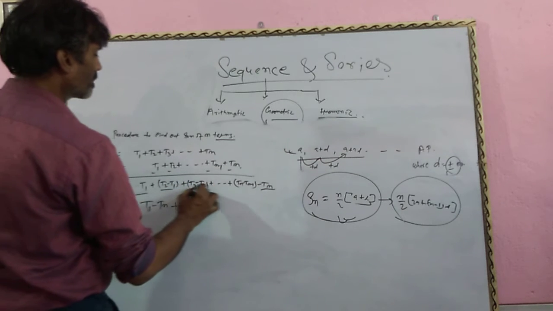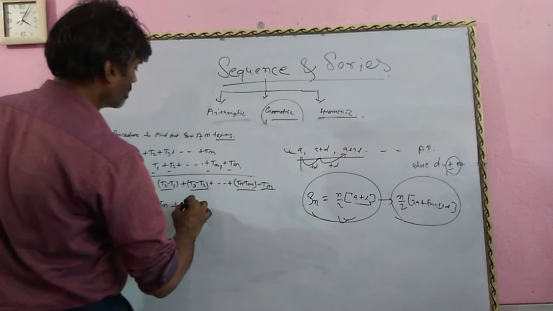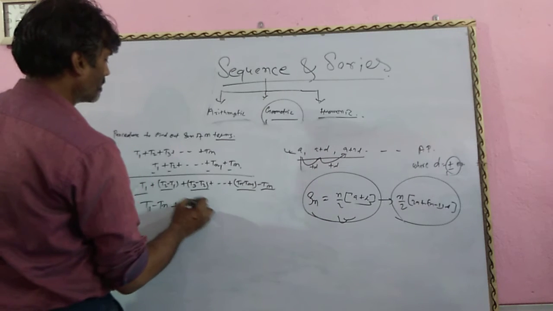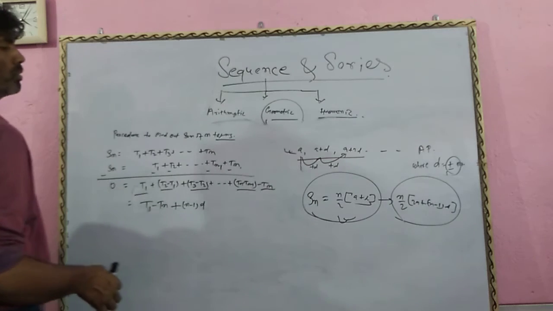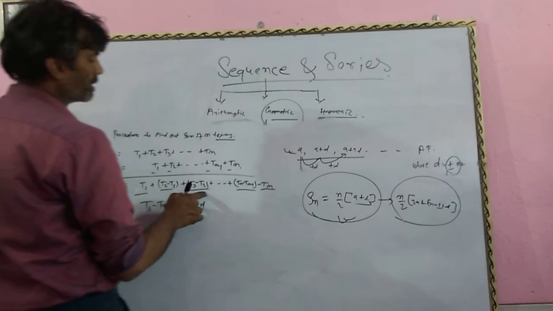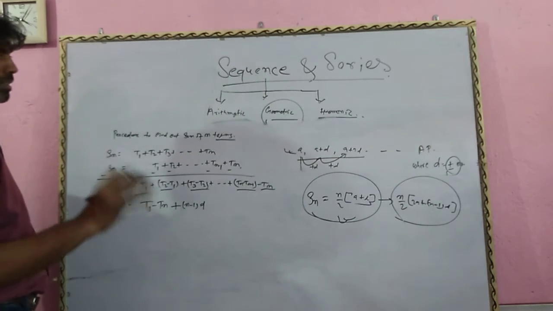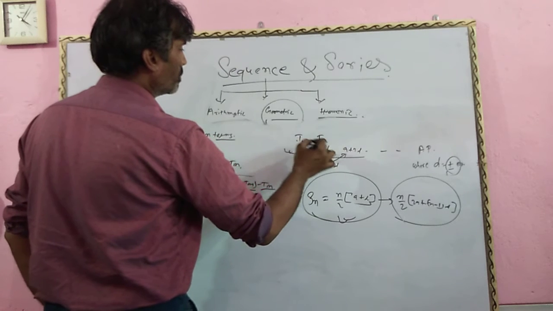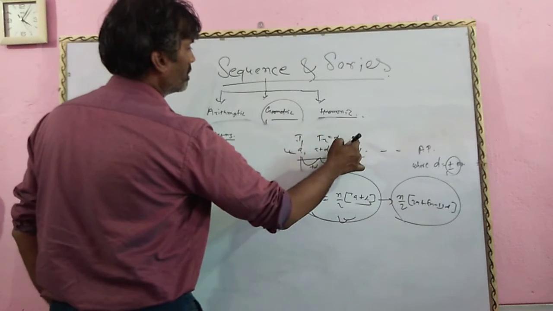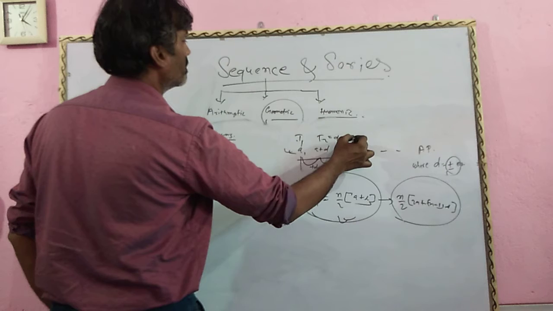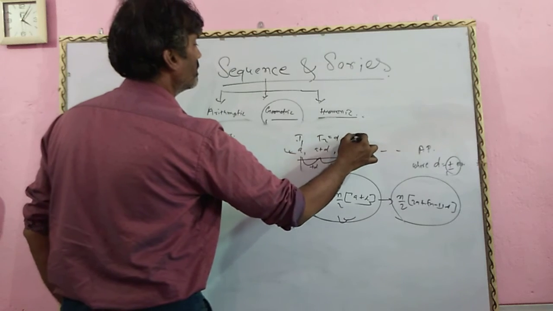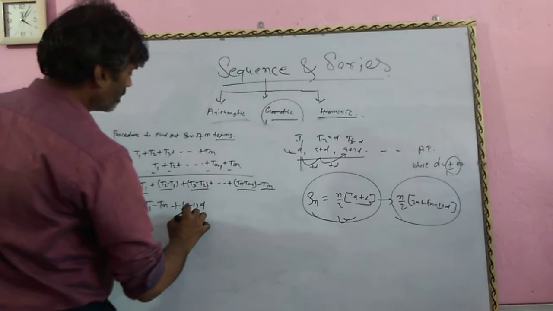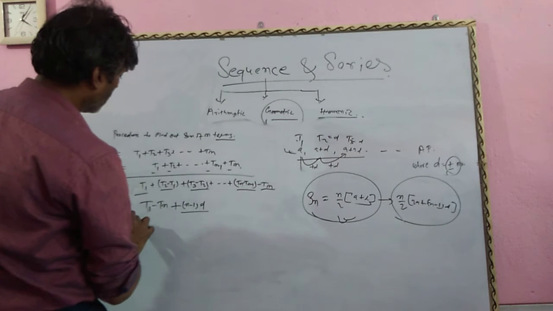How many times will it come? N minus 1 times, n minus 1 into d. Because T2 minus T1, T3 minus T2, what is this? Common difference. T2 minus T1 will be d, T3 minus T2 will be d, isn't it? Then it comes out to be n minus 1 into d.